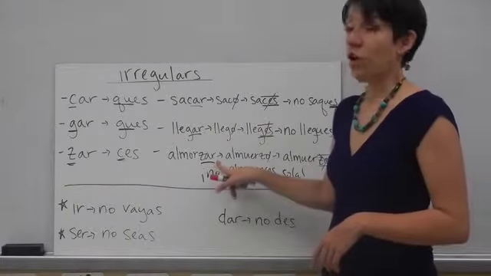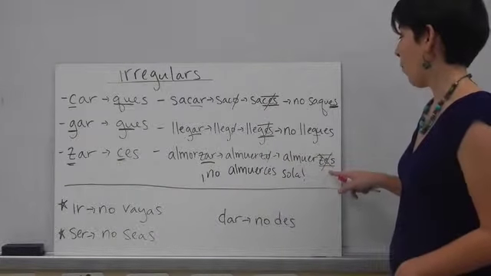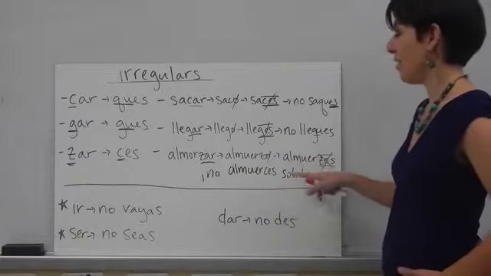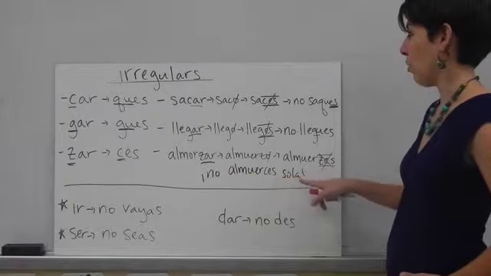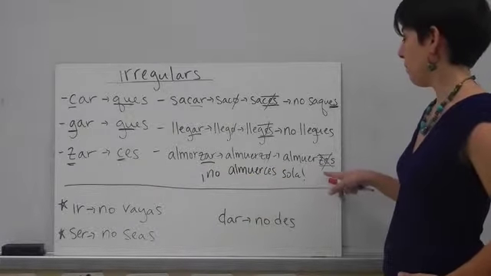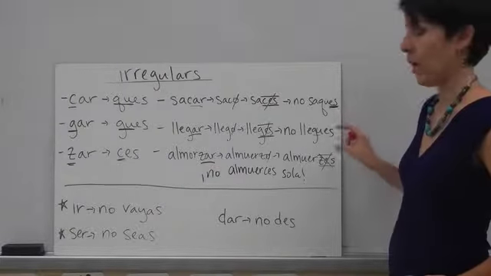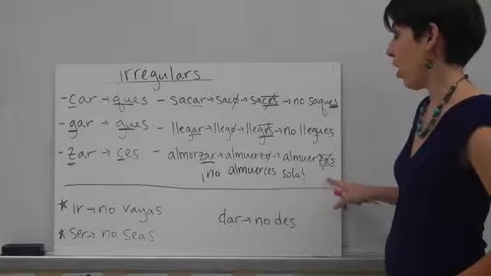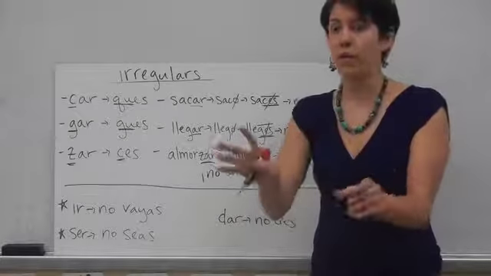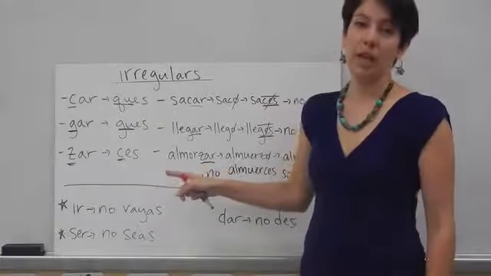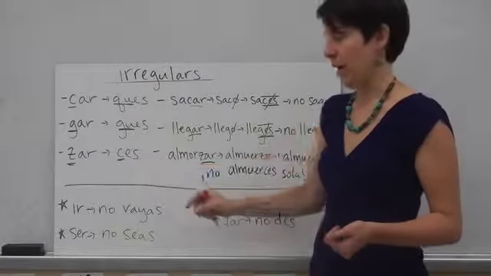Almorzar is a zar verb. Almuerzo, I take off my O, and I add the ES, and I get almuerzes. And the Z is never before an E in Spanish. So you're going to end up with no almuerces sola. Don't eat alone. This one's not as strong of a difference as these two are, and honestly, for most Americans, we can't really hear it. But you should know that the zar goes to CES. So again, car, gar, zar verbs. Every verb that ends in car, gar, or zar will change the same way. So you need to go ahead and start memorizing these spelling changes right now.